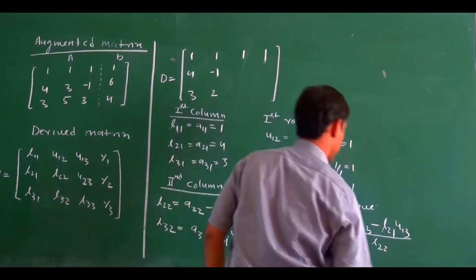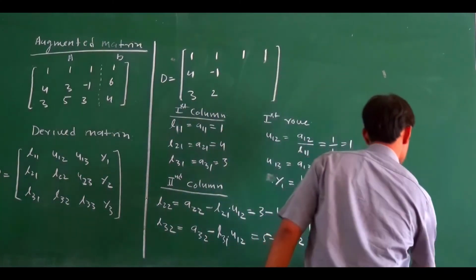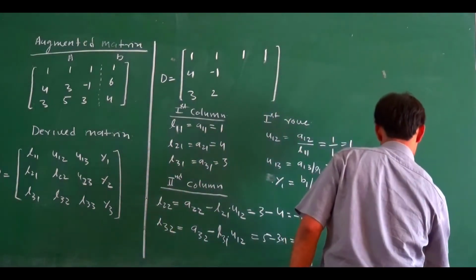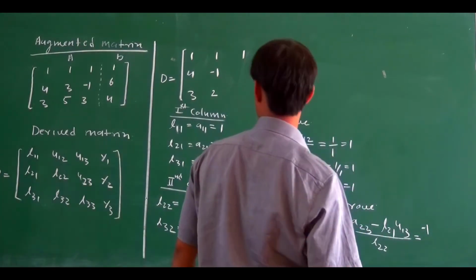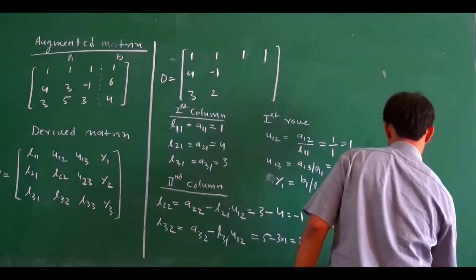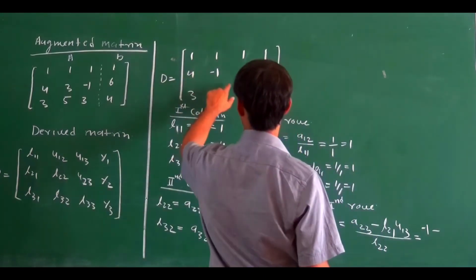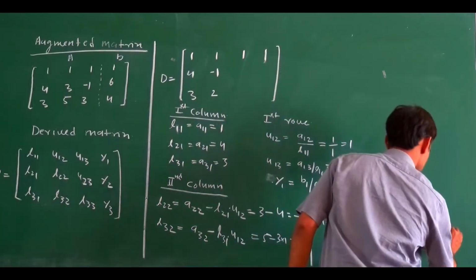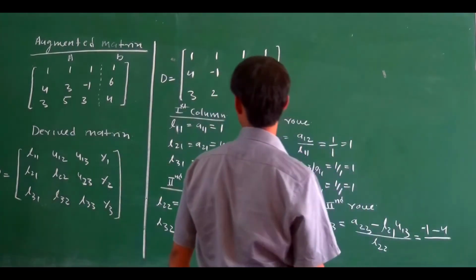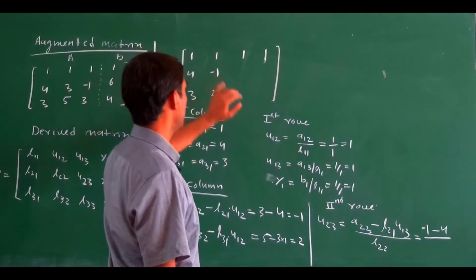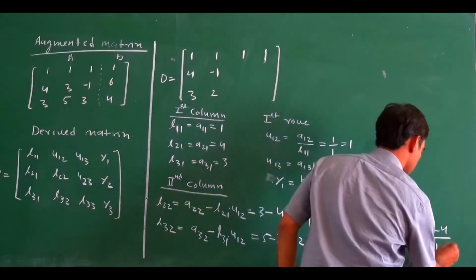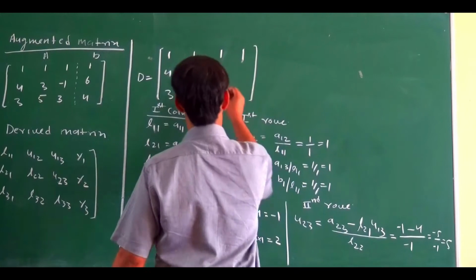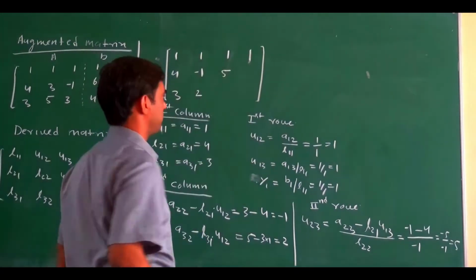So L22. What is the value? A23 becomes A23, which is minus 1, minus L21, which is 4, into 1. This one is minus 4, divided by L22. What is the value of L22? L22 is minus 1. So minus 5 divided by minus 1 equals 5. So now this becomes 5.